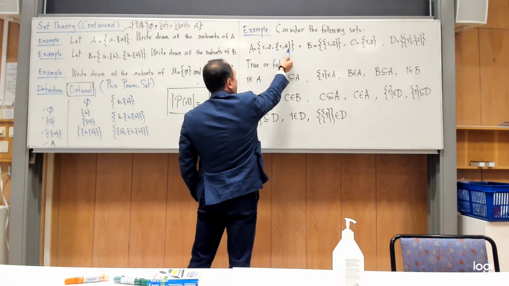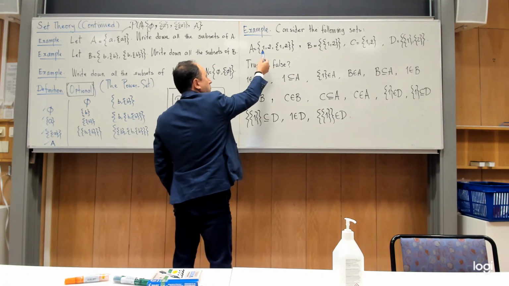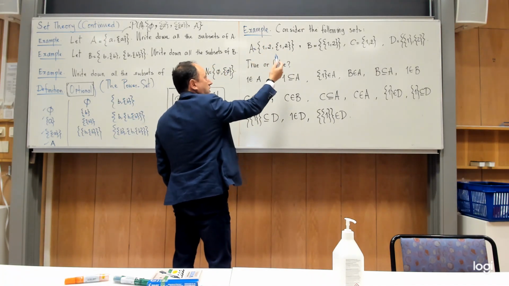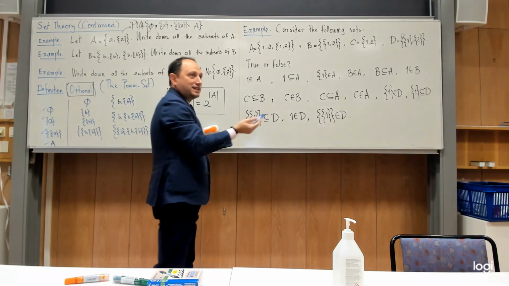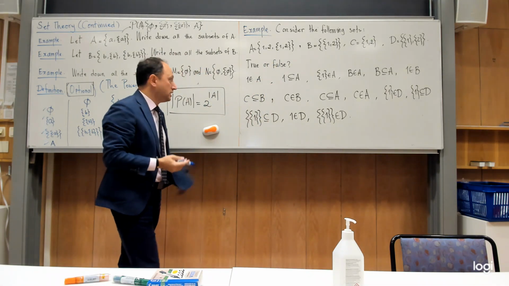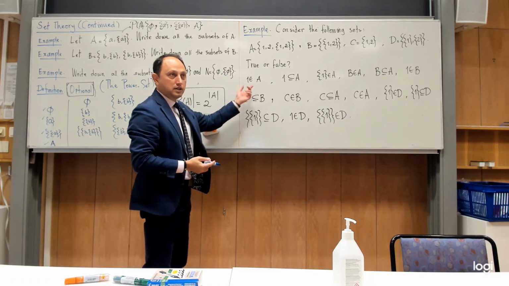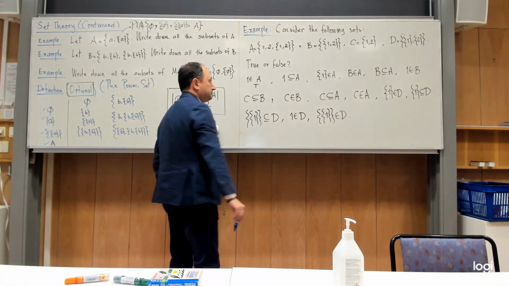1 belongs to the set A. If you look at A, how many elements do you see there? 3 elements. One of them is just 1, the other one is 2, and the other one is the set of 1 and 2. These are the 3 elements. So is one of them exactly 1? The answer is yes. So this is true.